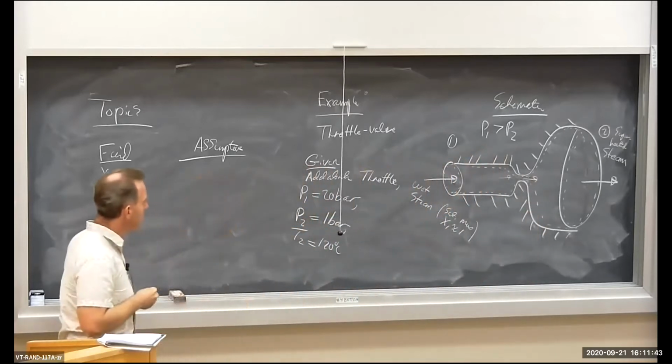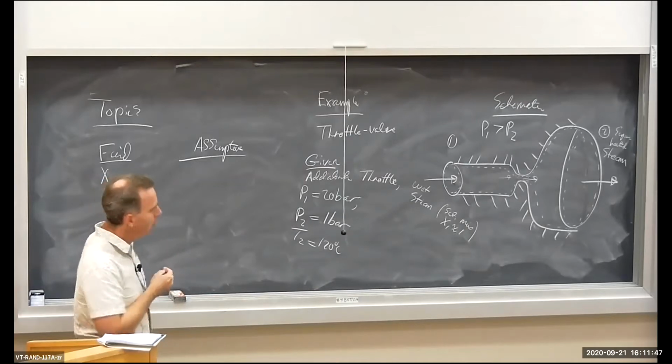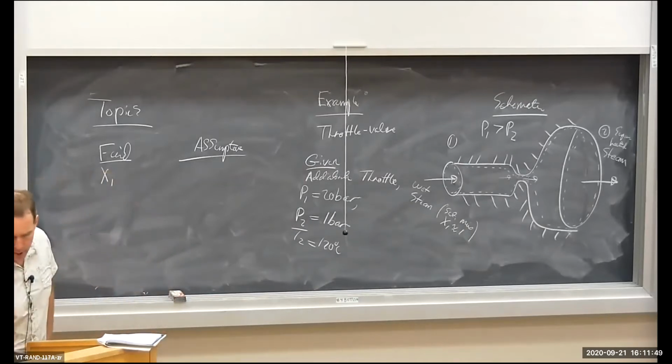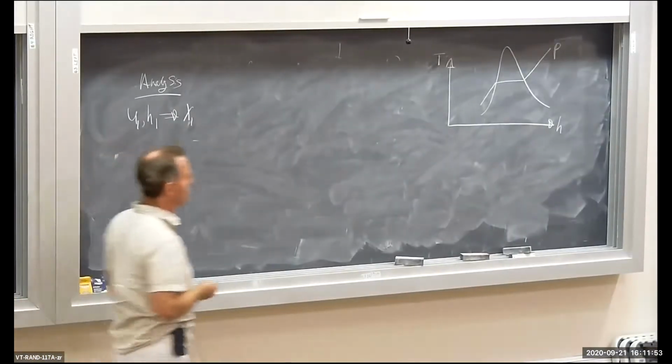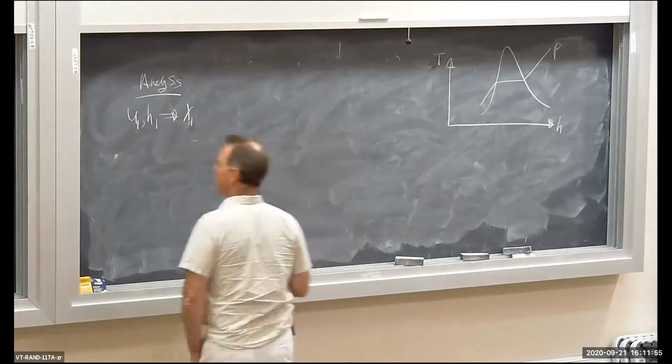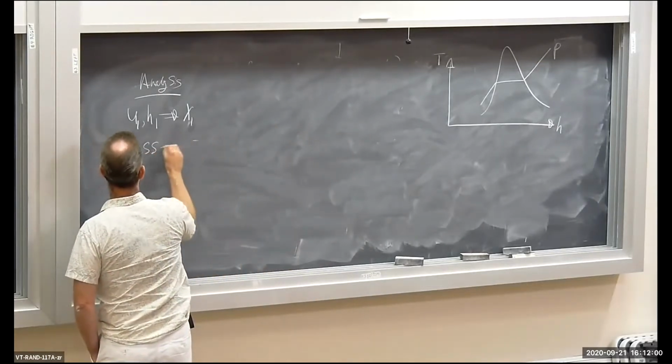So that's an open system. I got an inlet at location 1 and an outlet at location 2. So why don't I try applying the mass and energy balance to my throttle. Let's apply the mass balance first. Let's see what the mass balance gives us.